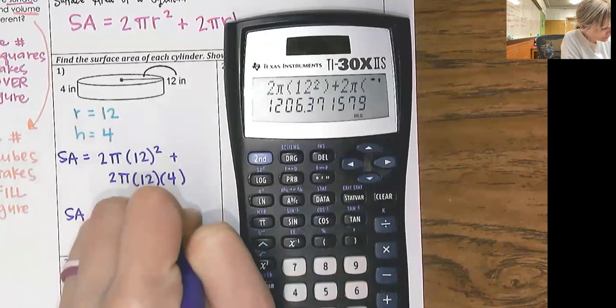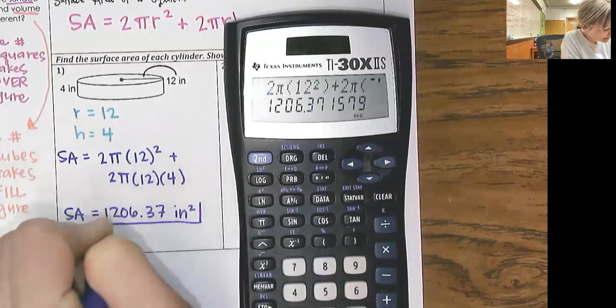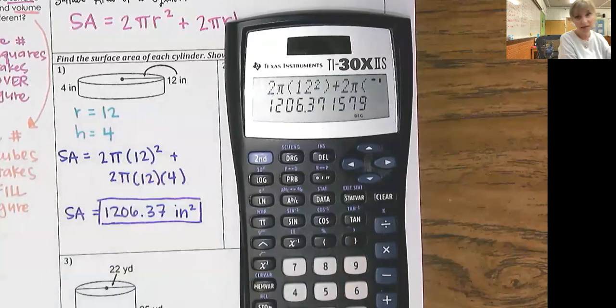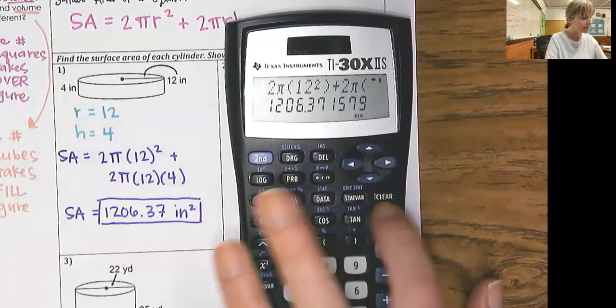The surface area of this cylinder is 1,206.37 inches squared. If you have any trouble typing it into your calculator, if you typed it in and did not get that answer, bring your calculator over to me and let me look at it, or send me a screenshot or message me and say, I'm typing something in my calculator wrong, and I will help you figure it out, because that's an important piece of this.